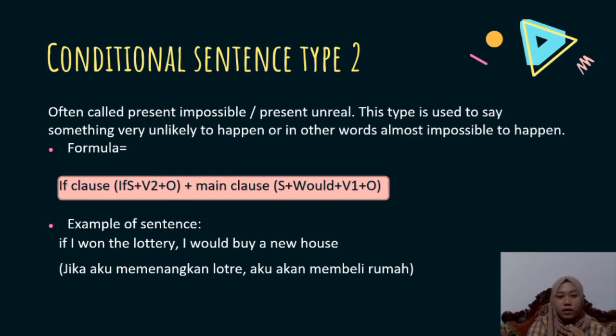And the formula here is if clause include if plus subject plus verb 2 plus object, and then main clause include subject plus would plus verb 1 plus object. And here the example of sentence. If I won the lottery, I will buy a new house. So this sentence expresses an assumption about what the speaker will do if he wins the lottery. However, if the speaker uses conditional sentence type 2, it means that he thinks he will not win the lottery.